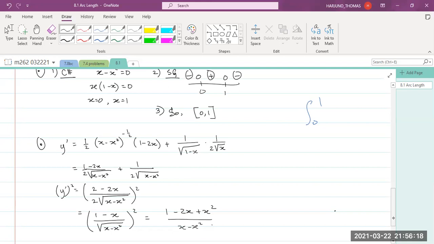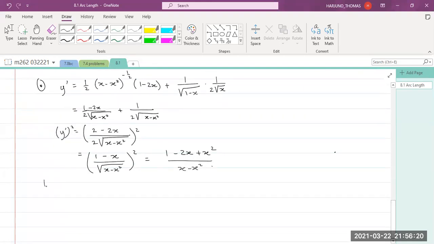So if I add 1, I'm about to stop, but I don't stop. I get excited. That gives me 1 minus x over x minus x squared. Oh, they cancel. That's just 1 over x. So nice.